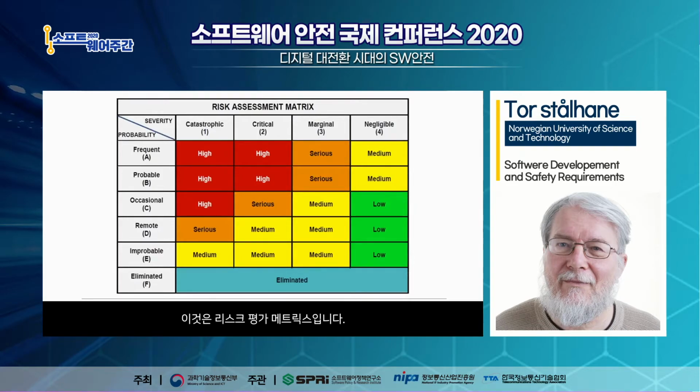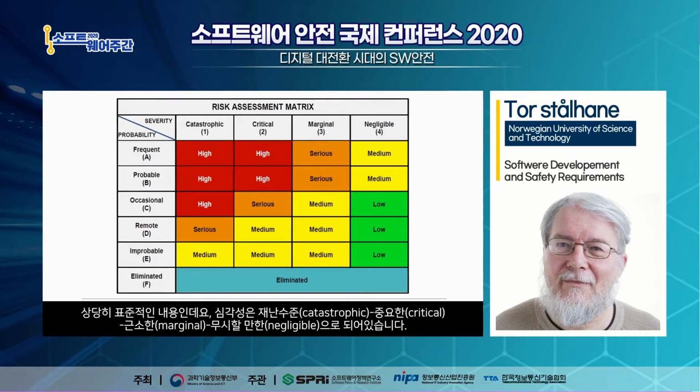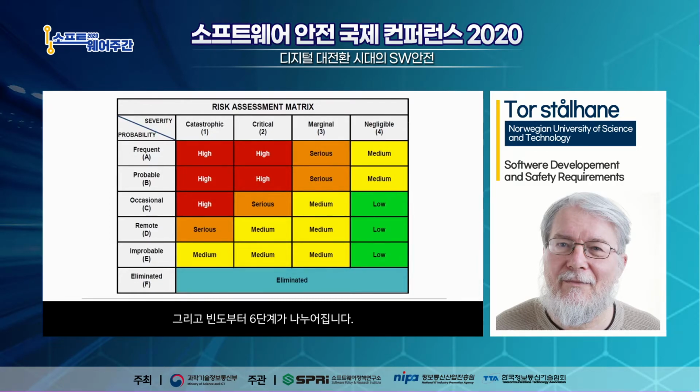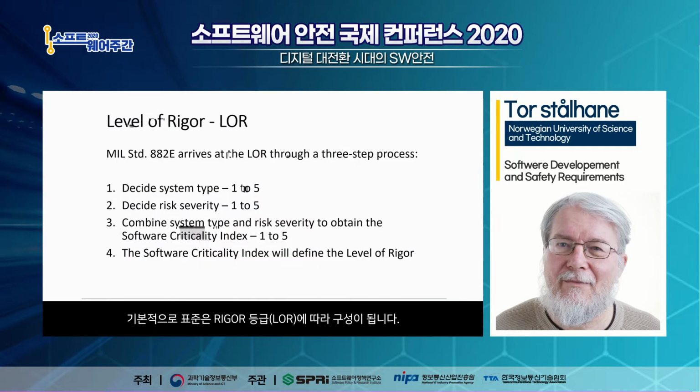We have a risk assessment matrix. It's pretty standard: catastrophic, critical, marginal, negligible, and frequent, probable, occasional, and so on. And the risks are high, serious, medium, low, or eliminated. So basically the standard organizes things based on level of rigor, and the military standard arrives at the level of rigor through a three-step process: decide system type, decide risk severity, and combine these to get the software criticality index, basically telling you how critical is the software. And the software criticality index will define the level of rigor.